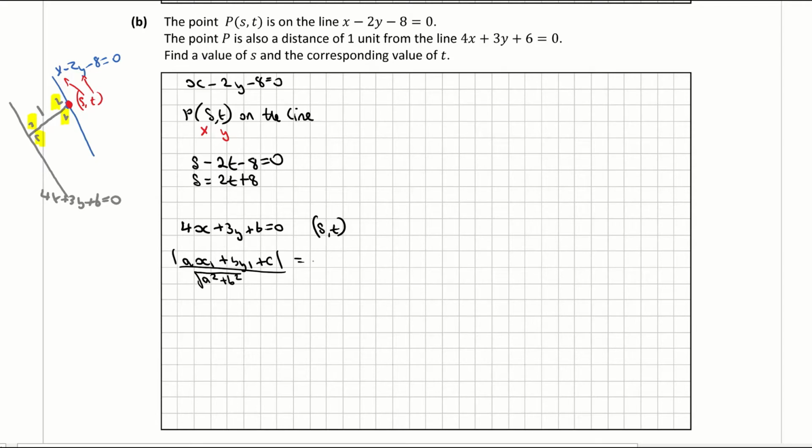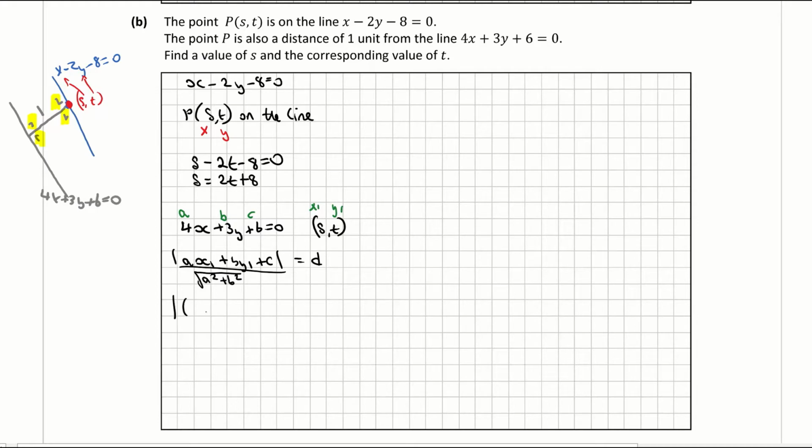And that'll give me the shortest distance. And if I sub in my information, my a is the coefficient of the x, the b is the positive 3, and the c is the constant, which is the plus 6. And x1 is the s, and my y1 is my t. So I'm basically subbing them into the formula now.